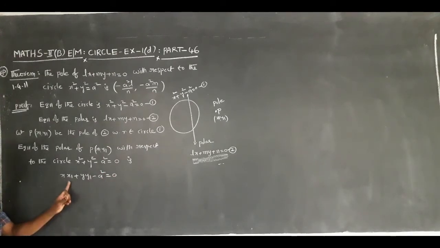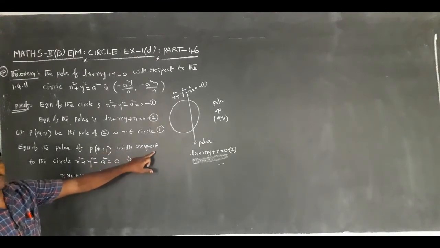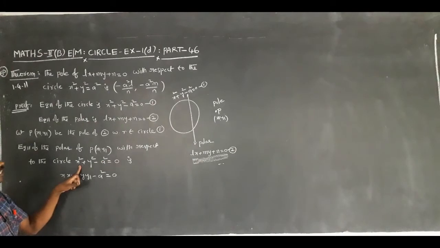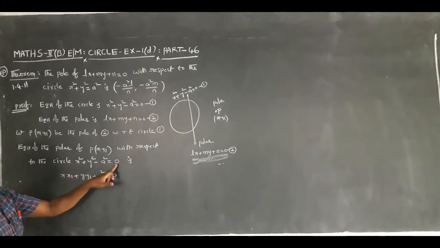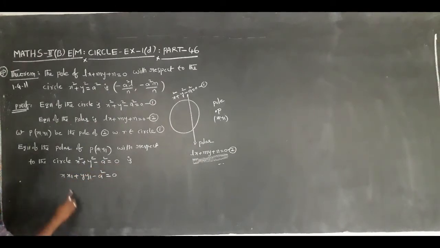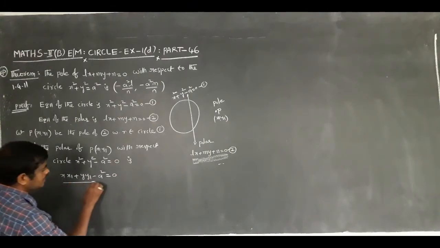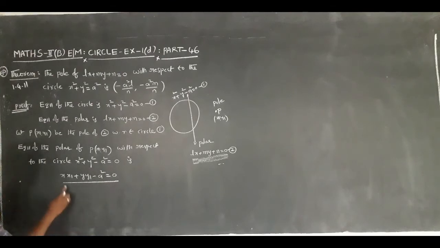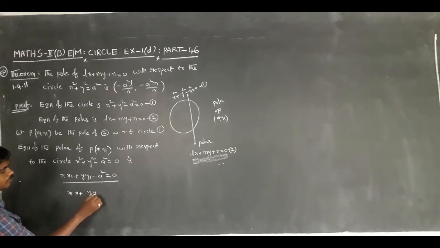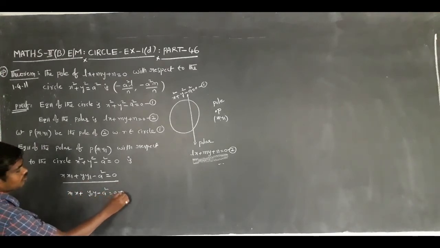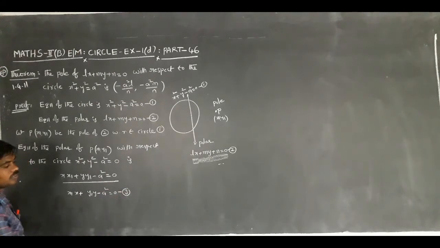This is the equation of the polar of P(x1, y1) with respect to the circle x² + y² − a² = 0: xx1 + yy1 − a² = 0. Here write down x1 into x plus y1 into y minus a² is equal to 0. This is the equation of the polar.